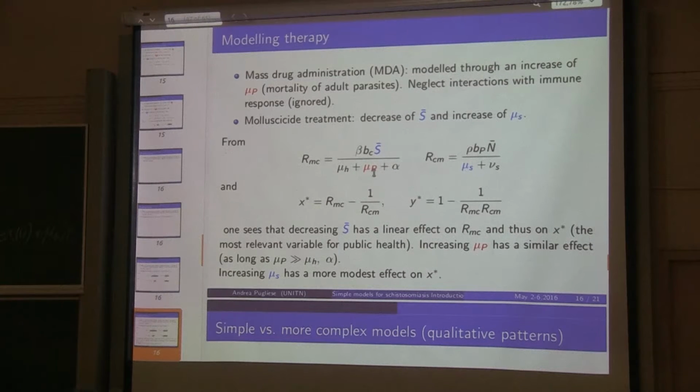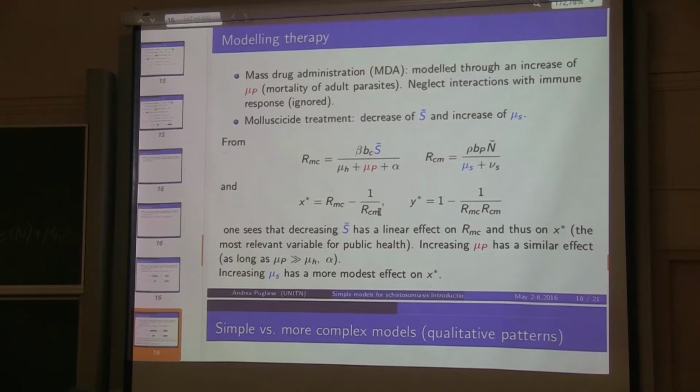The effect of mu p will be more or less similar because in general mu p is much larger than these two other numbers, so if we increase mu p by a certain fraction, we're more or less decreasing RMC by the same factor. It's not exact, but more or less so. On the other hand, the effect of increasing snail mortality by itself is less important because it's true that increasing mu s will decrease RMC, but as long as this doesn't bring the total reproduction ratio below 1, the effect of decreasing this is not so important in the mean prevalence level.